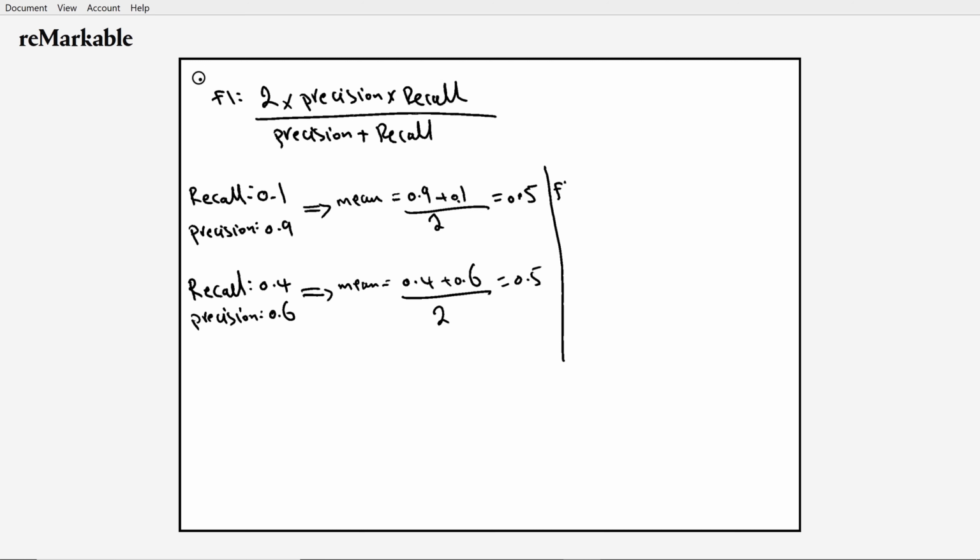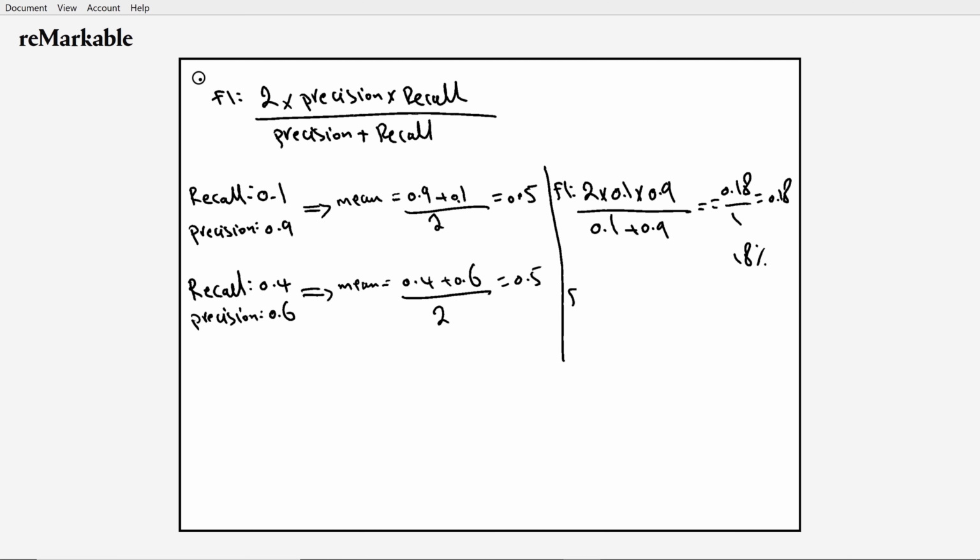So I'm going to say F1 is, in my first example, 2 times precision, which is 0.1, times recall, which is 0.9, divided by the two numbers, the precision plus recall. And my denominator is going to be 1, my numerator is going to be 0.18. I'm going to end up with 0.18 or 18%. And as you can see, it's clearly very different from your arithmetic mean.